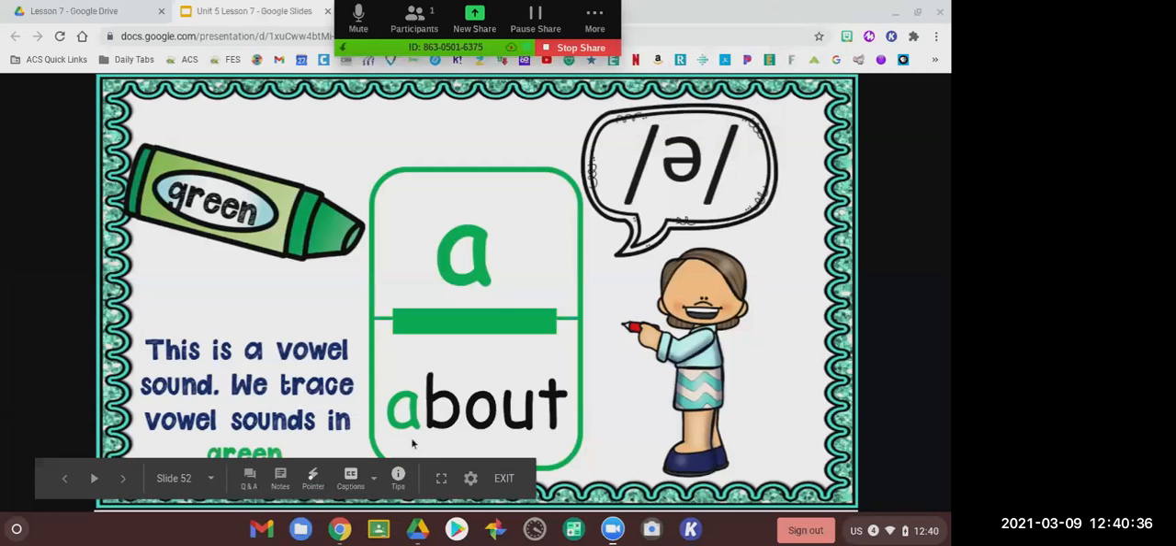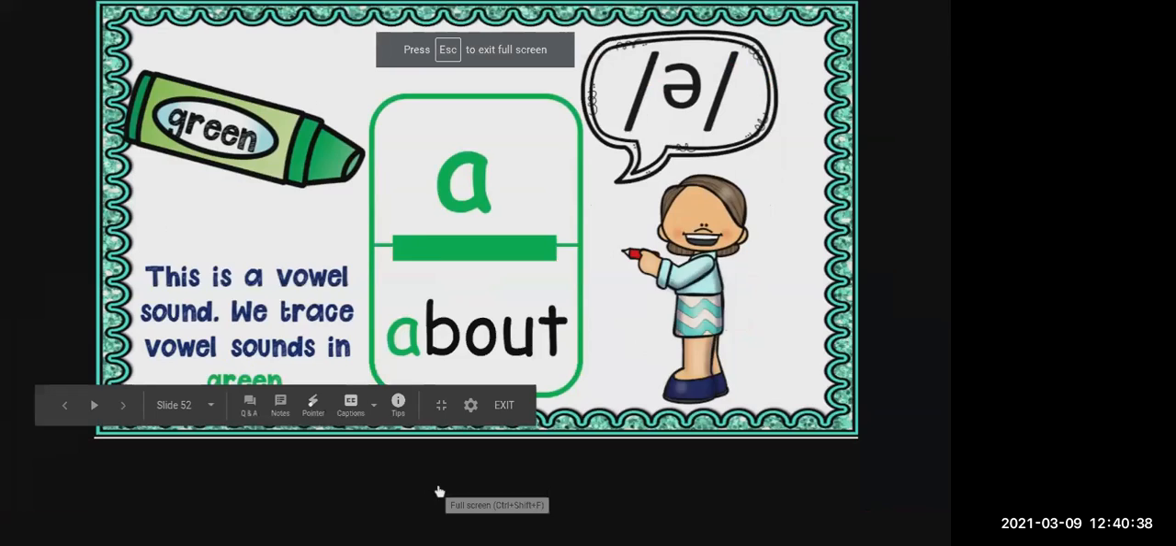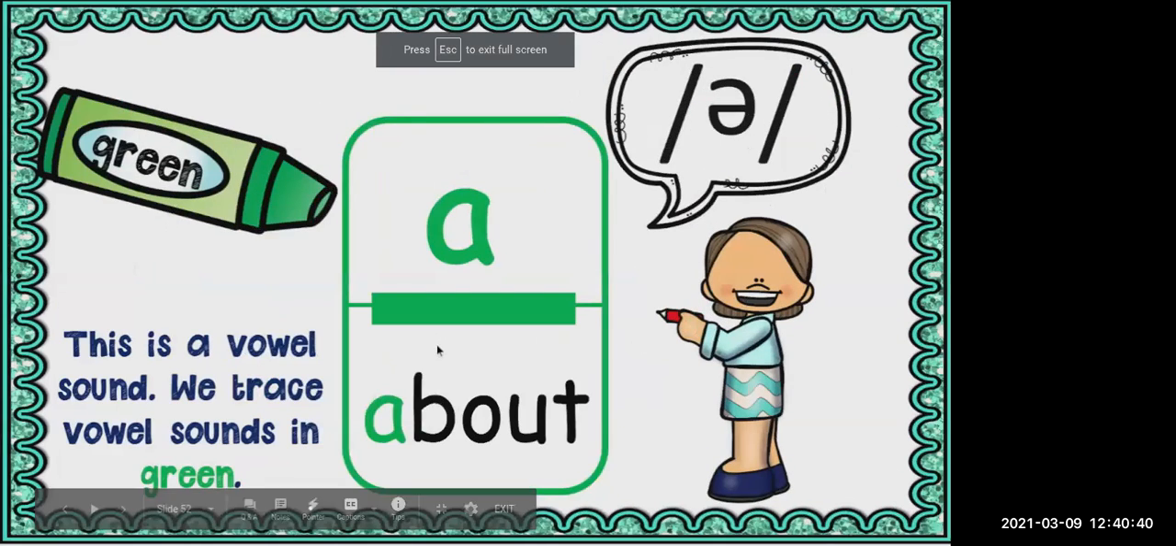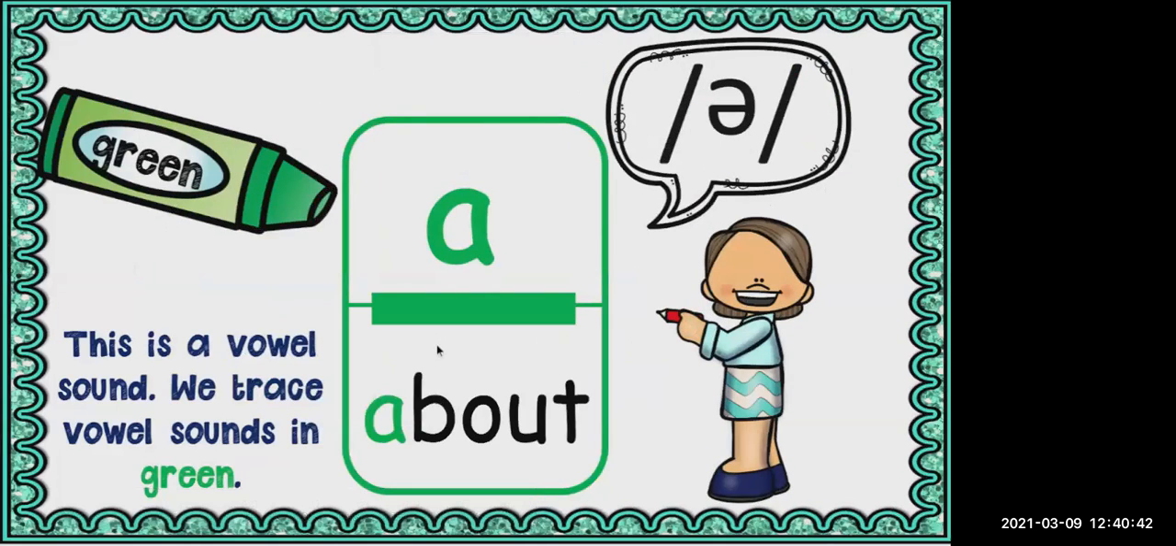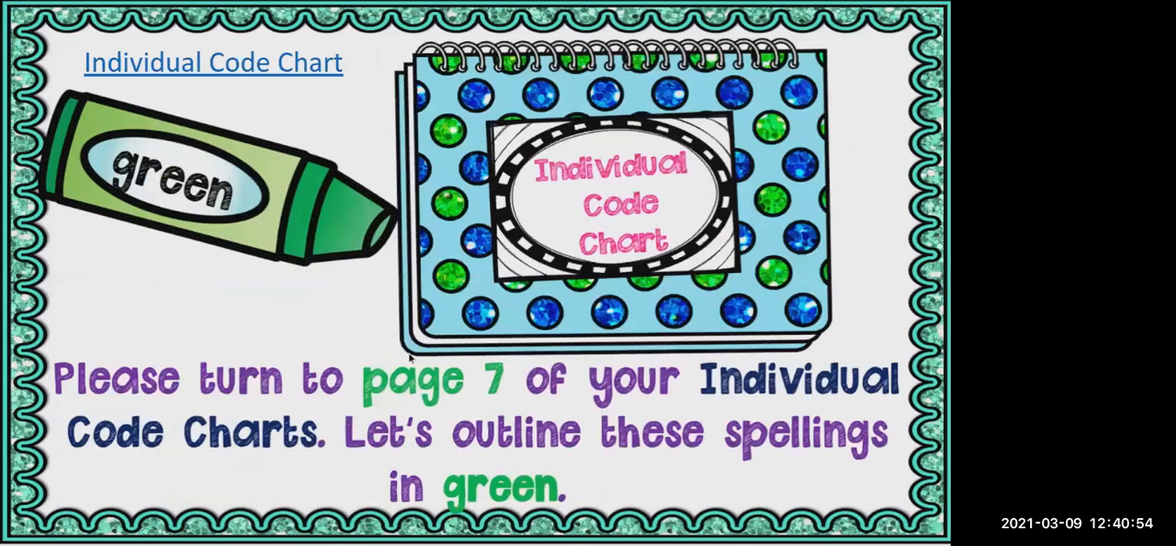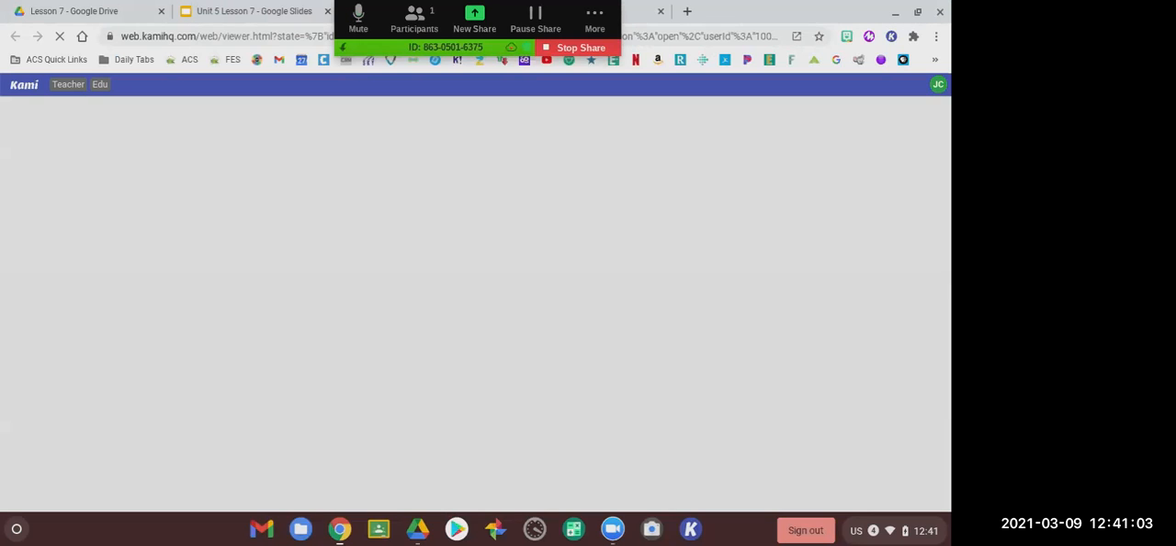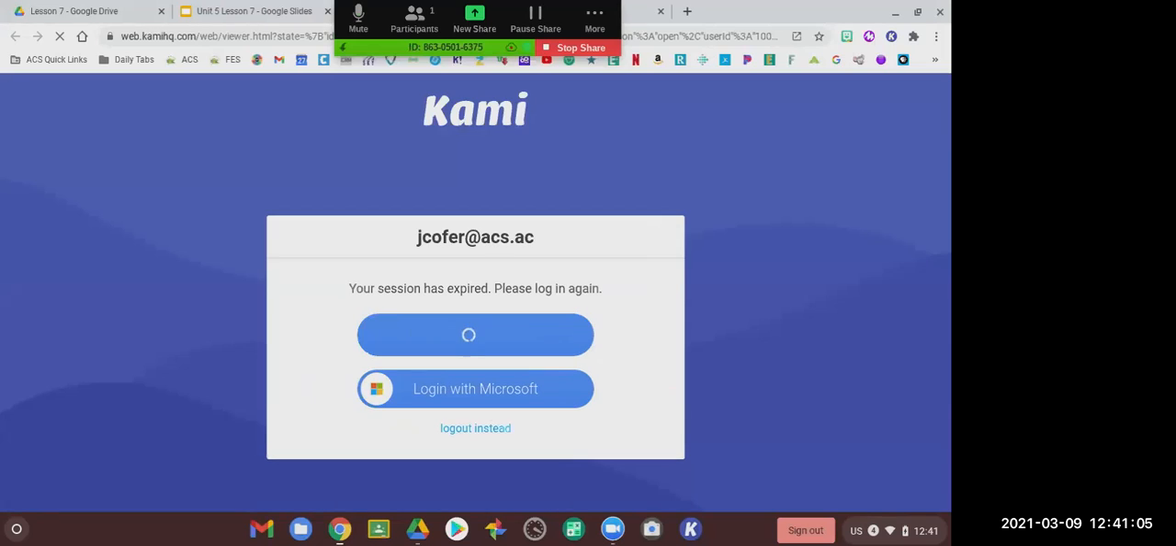All right, so we know that when the power bar is this big, that means it is a very common way to spell that sound. So we know that the schwa sound can be spelled with the letter A a lot. So we're going to look at our code chart, and we're going to highlight that schwa sound in green because it is a vowel sound. Remember that, guys.